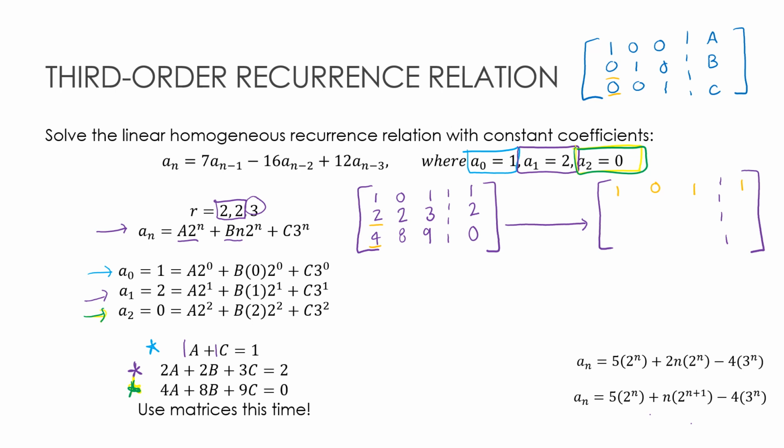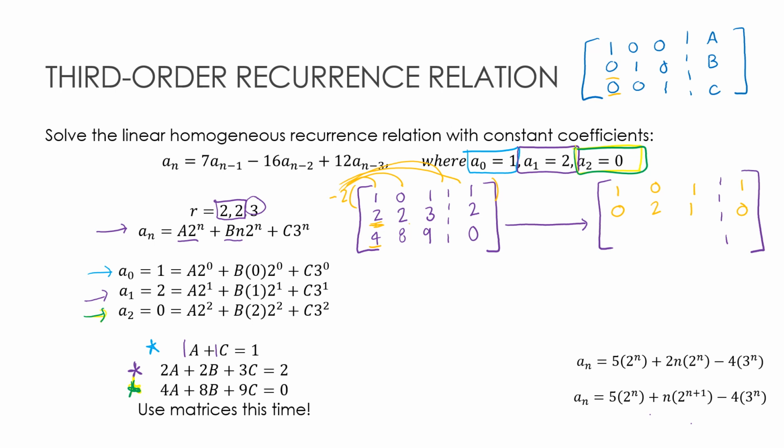Now to get this guy to be a 0, I would have to add -2. So think about taking -2 times row 1 and adding it to row 2. So -2 times 1 is -2 plus 2 is 0. That's what I wanted. -2 times 0 is 0 plus 2 is 2. -2 times 1 is -2 plus 3 is 1. -2 times 1 is -2 plus 2 is 0.